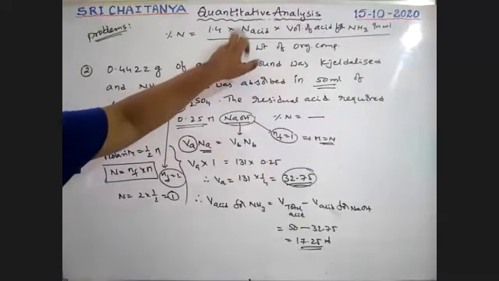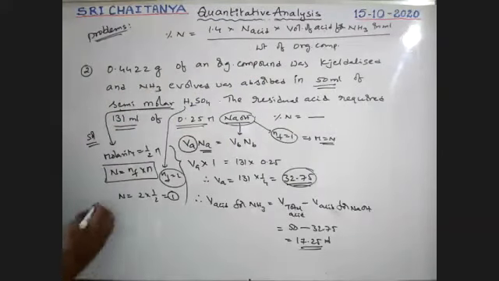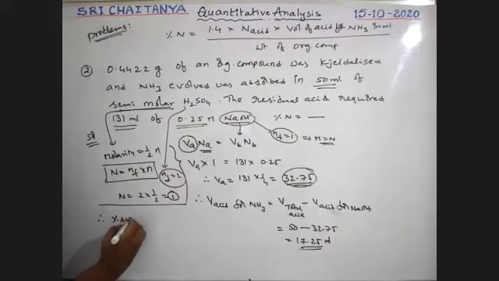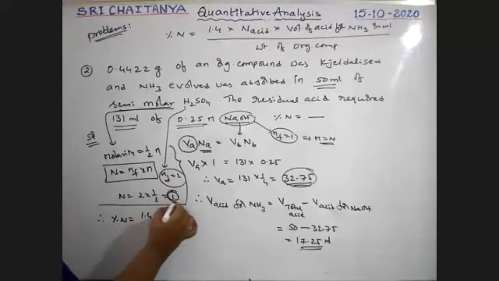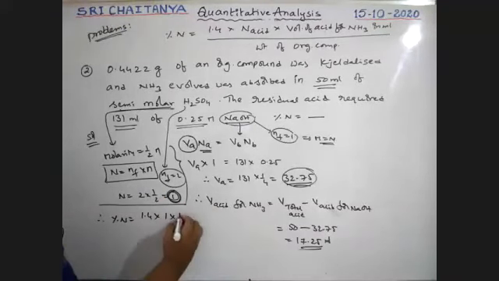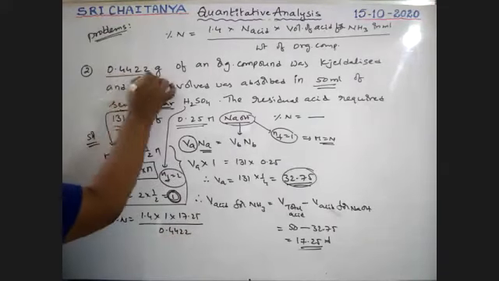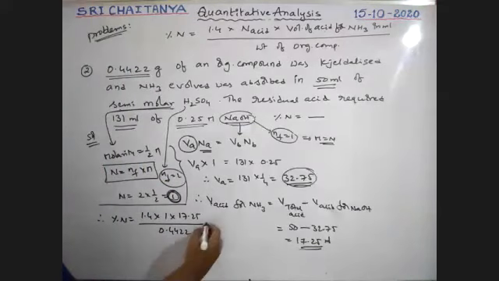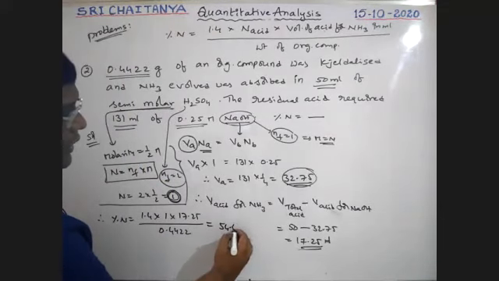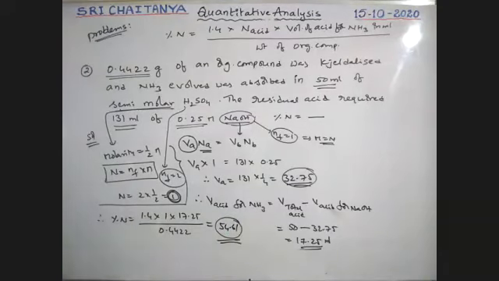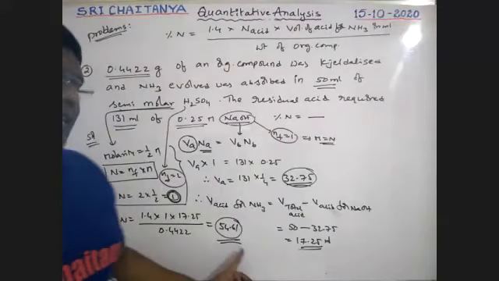Apply the formula. Therefore, percentage of nitrogen is equal to 1.4 into normality of acid. Normality of acid is how much? 1 N. 1 into volume of acid used for ammonia, that is 17.25, by 0.4422. This is the weight of organic compound given to you. Finally, we will get 54.61 is the answer. 54.61 is the answer, guys.